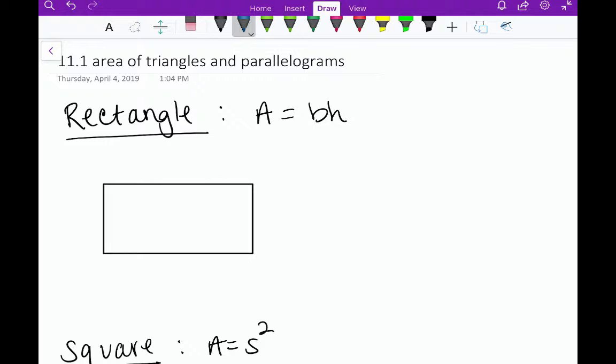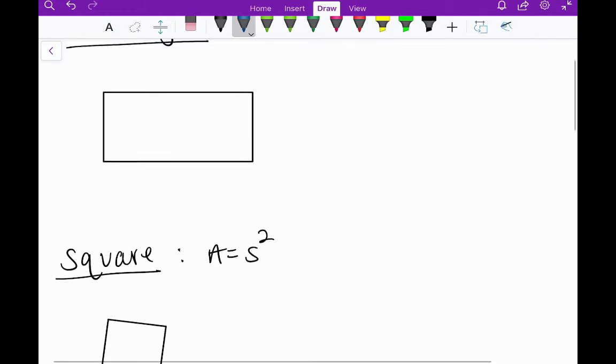This is the video for Geometry 11.1. We're going to be looking at area of triangles and parallelograms. Remember when we studied parallelograms, there's lots of things that can be considered a parallelogram. A rectangle is a parallelogram, square is a parallelogram.